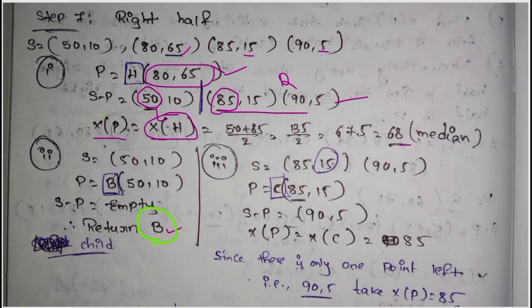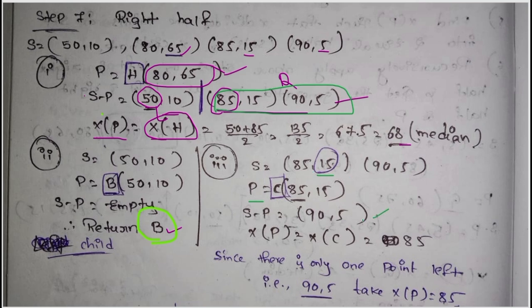Now again I am going to find for this 85, 15, 90, 5. These are on the right side now. So what I am going to do, this is my S values. These are the same as S only. Now for P, 15 has the highest y coordinate. So P is my 85, 15. Now S minus P represents 90, 5, because 85, 15 I have removed and only one value is left.